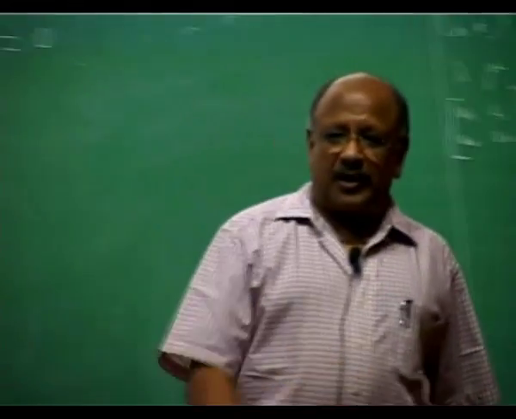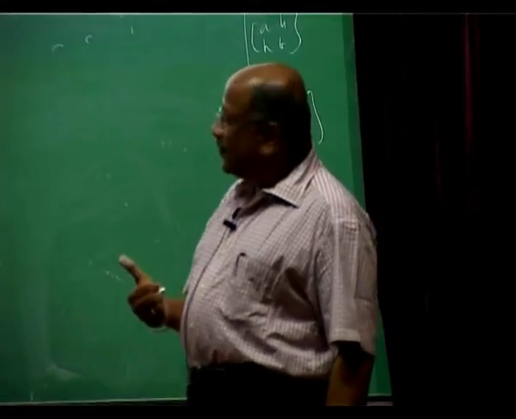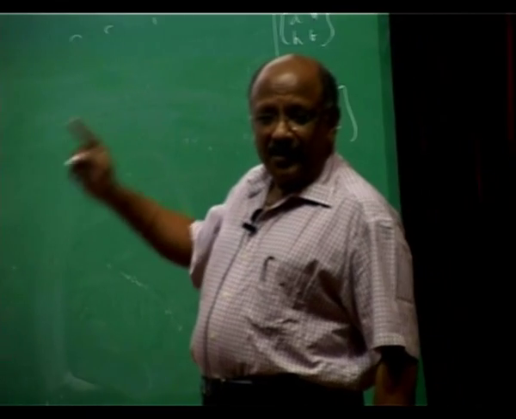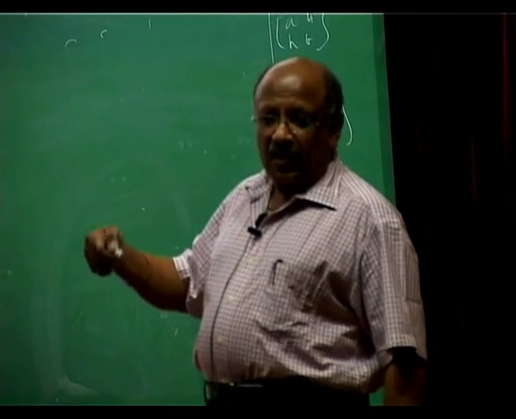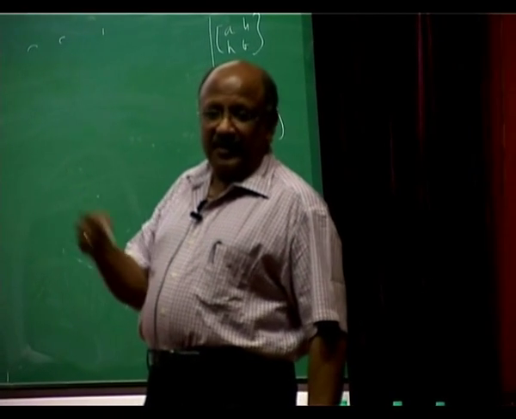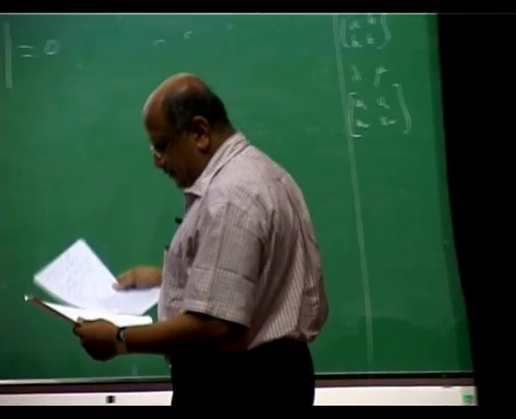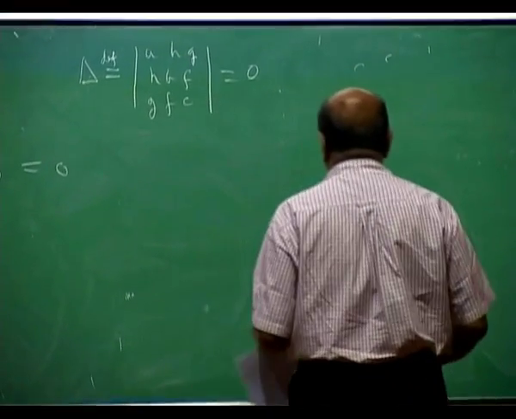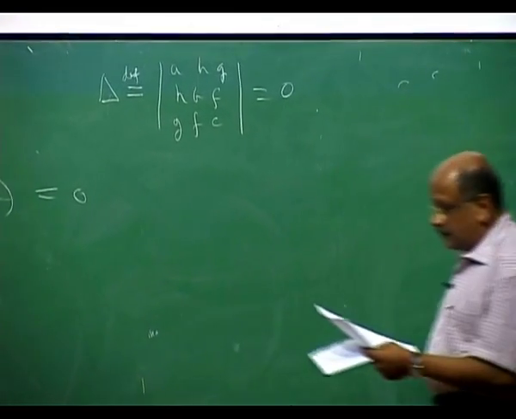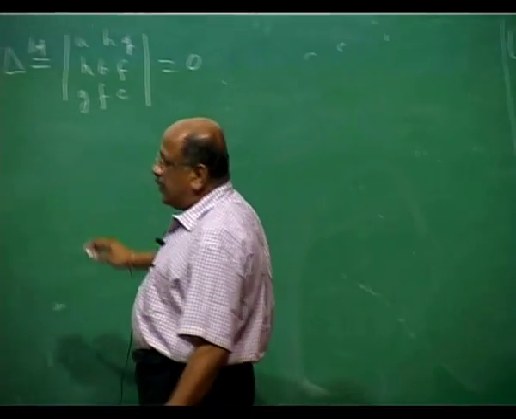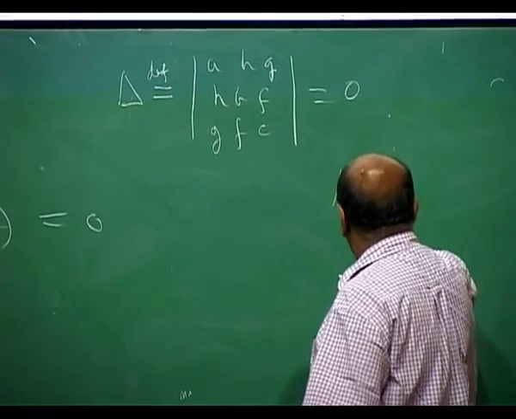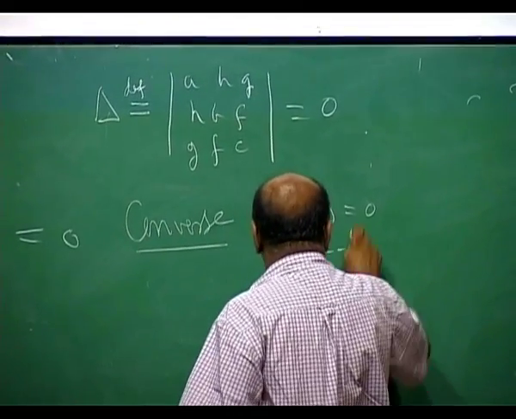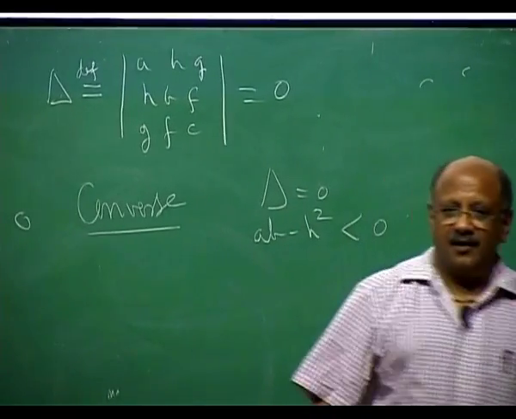So if this equation should represent a pair of intersecting lines, then this determinant must be 0 and ab minus h square must be less than 0. So now let us see if the converse is also true, whether this is a necessary and sufficient condition. So now we assume that delta is 0, the converse, and ab minus h square is less than 0.